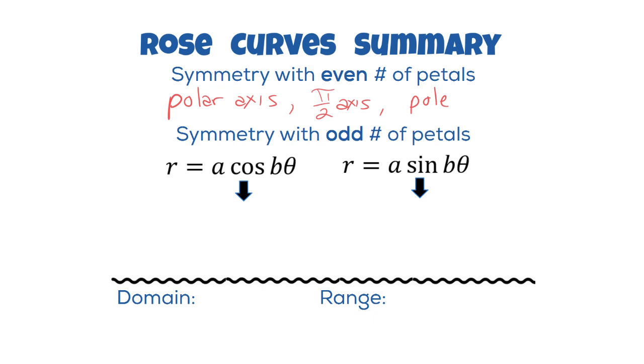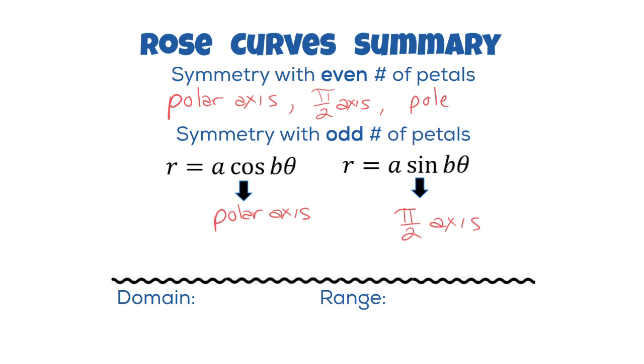However, if you have an odd number of petals, that will not be the case. Cosine will only have polar axis. That would have been like the example we had. And this should kind of make sense because cosine is kind of like your x, so it's going to have like x-axis symmetry. Sine is like your y, so it's going to have pi over 2 axis symmetry.